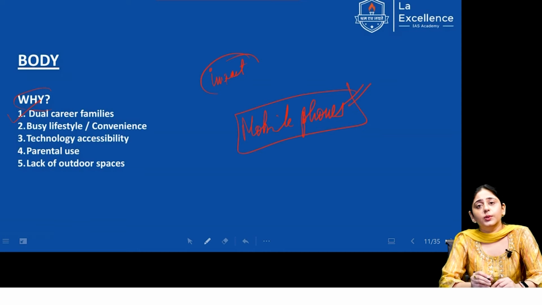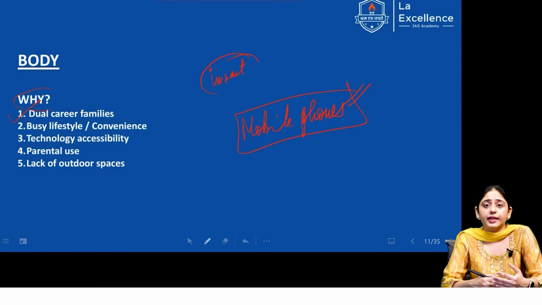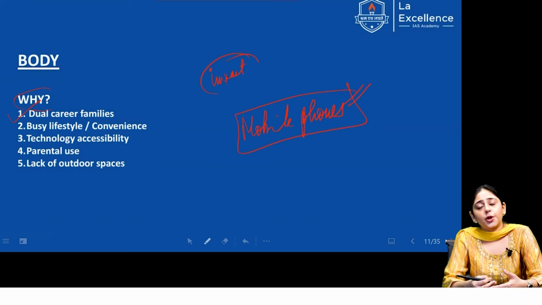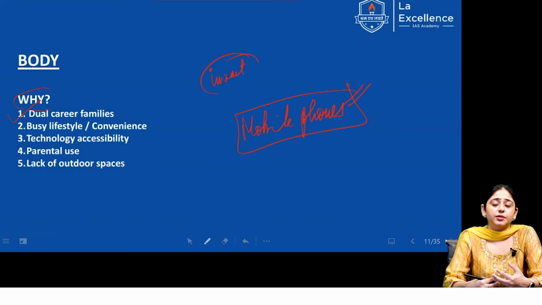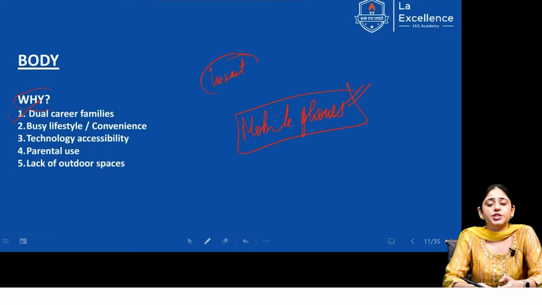First point is your dual career families. Traditionally, women used to be at home, take care of the children, instill values in them, love them, teach them things, tell them values surrounding how to share things, how to talk to other people, increase their emotional quotient, talk about empathy, talk about honesty. So these things were done because the mother was there with the child 24/7, right? But now the society has changed.